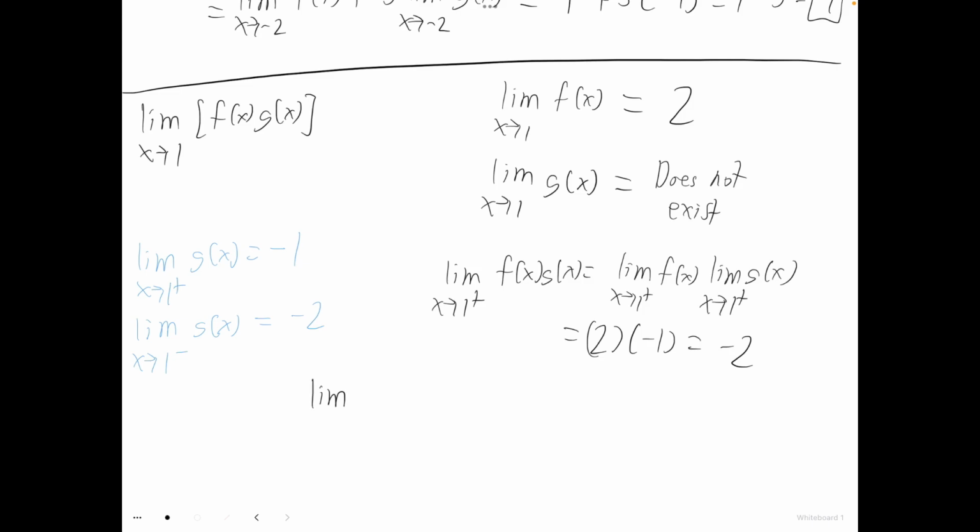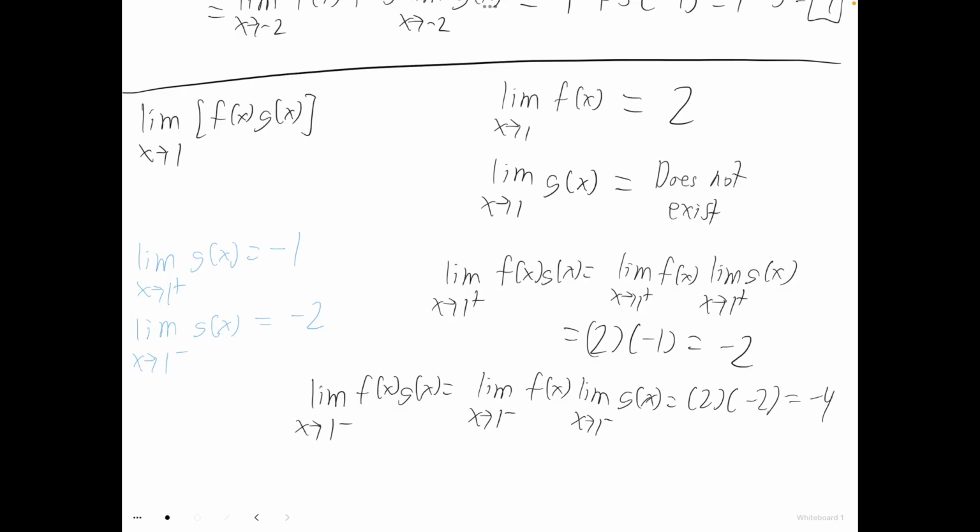Then if we take the limit as x goes towards 1 from the left of f of x times g of x, we get the limit as x goes to 1 from the left of f of x times the limit as x goes to 1 from the left of g of x, which is 2 times minus 2. So we get minus 4. And now notice that the limit from the right and from the left are not the same. And so this limit does not exist.